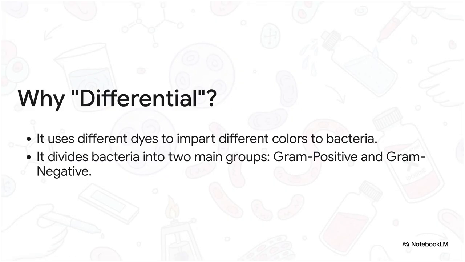So you'll hear it called a differential stain. Why is that? Well, it's because the whole process uses different dyes to make different types of bacteria show up as different colors. And that color difference is the key. It lets us sort almost all the bacteria that matter into two big families, the gram-positives and the gram-negatives.